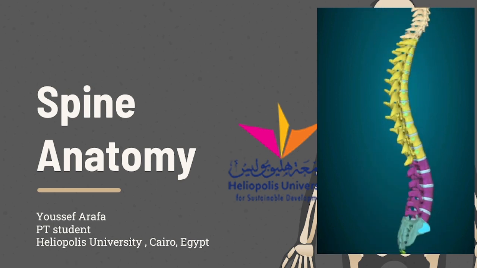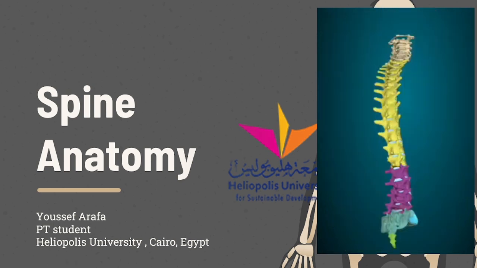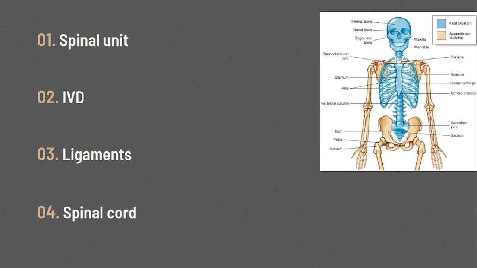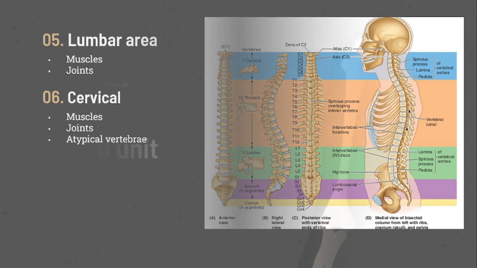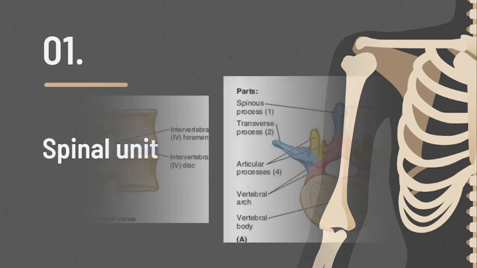So, we'll talk about the spine anatomy regarding the spinal unit, intervertebral disc, ligaments, spinal cord, and the lumbar and cervical areas, and the muscles involved in the trunk. Okay, what is the spinal unit?